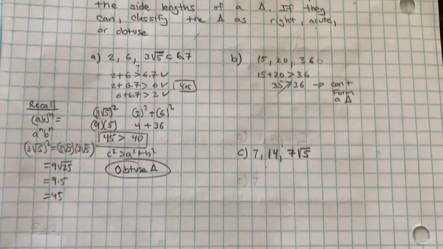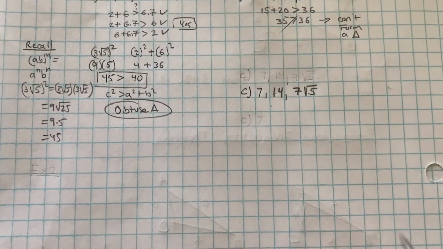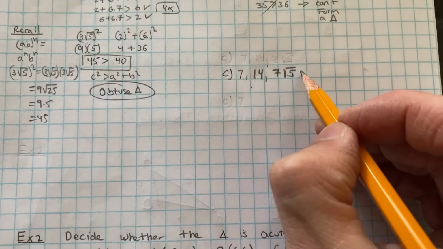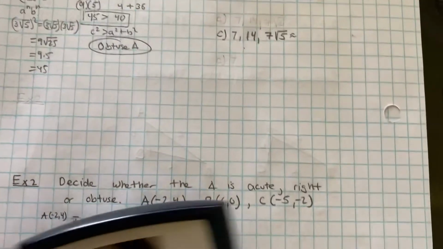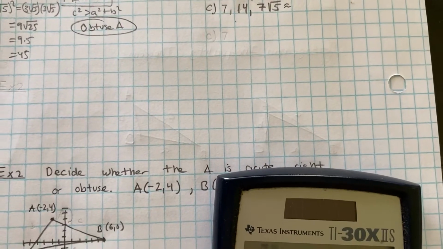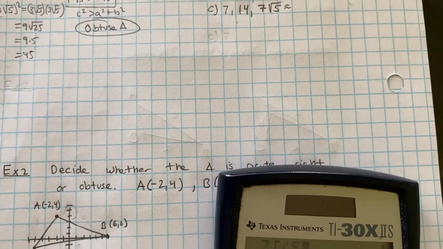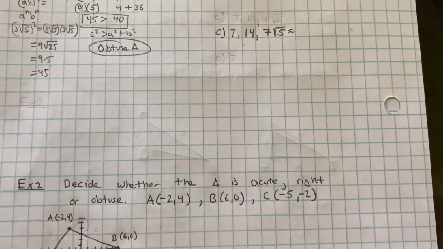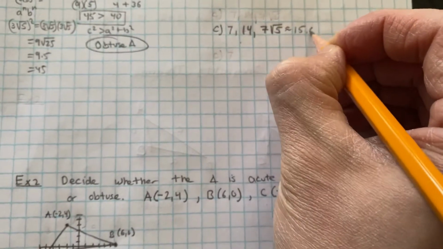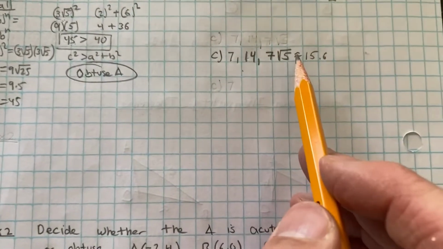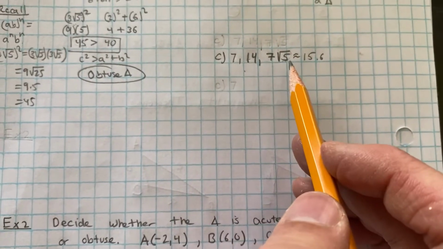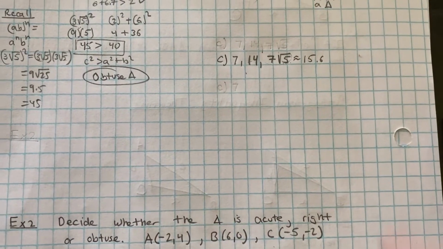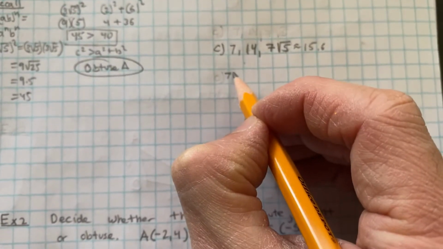So I'm going to move on to the very last problem, part C here. Again, I would use a calculator to figure out what 7 square root of 5 is. Approximately 7 square root of 5 is about 15.6. So this is clearly the longest side. That's the only reason why I'm using a calculator, is to see that, hey, is this number bigger than this number? So I know to isolate this, okay? All right, so just like I did on the previous problem, I'm going to isolate 7 root 5.